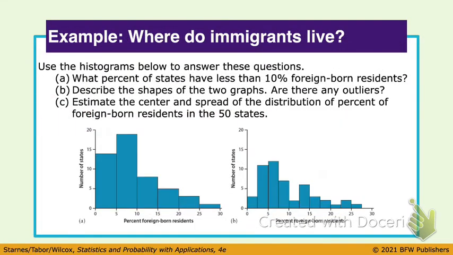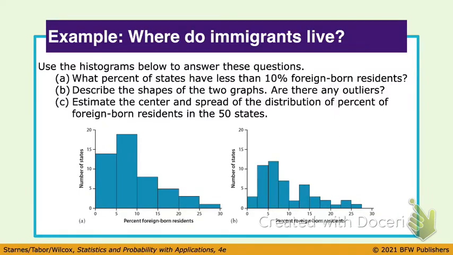Okay, cool. So we're going to answer these questions real quick. Use the histograms to answer these questions. What percent of states have less than 10% foreign-born residents? We're going to describe the shapes of the two graphs, note if there are any outliers, and then estimate the center and the spread of the distribution of percents of foreign-born residents in the 50 states. I'm going to give you a couple minutes to do that, and then we'll talk about it.